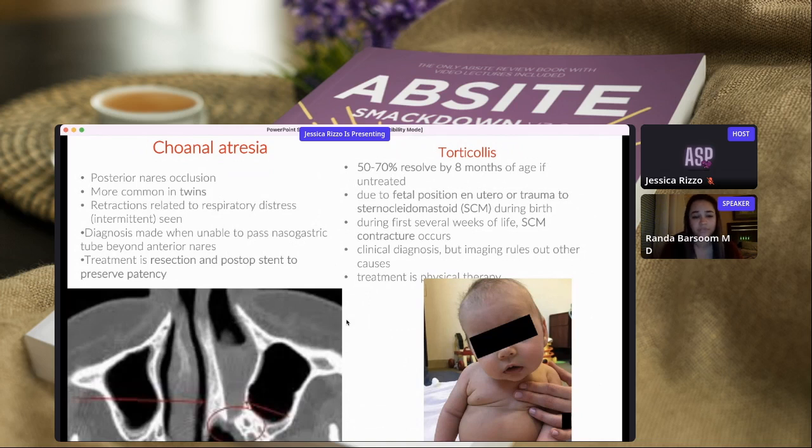Torticollis is due to the fetal position in utero, usually due to trauma of the sternocleidomastoid muscle. About 70% of these actually resolve by the age of 8 months. And the treatment is just physical therapy, kind of just straightening out the neck to try to equal out and balance the sternocleidomastoid.